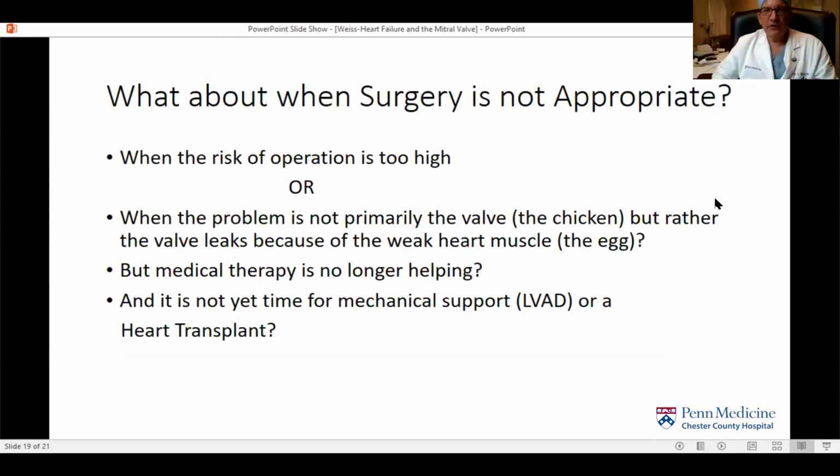Okay, so what if surgery is not appropriate for a severely leaking mitral valve? The whole category is secondary mitral regurgitation, the mitral regurgitation that really is not a mitral valve problem, it's a ventricular muscle problem. Or if you've got a mitral valve that is just too risky to repair surgically, because besides your heart, you've also got a lot of other things that make your surgical risk too high. And we've tried all the other things, and we don't want to go to a heart transplant, and we don't want to go to mechanical support with an LVAD. There is a new therapy called a mitral clip.